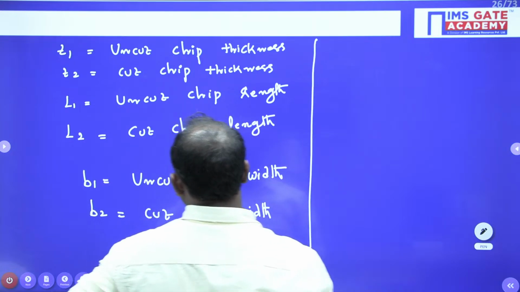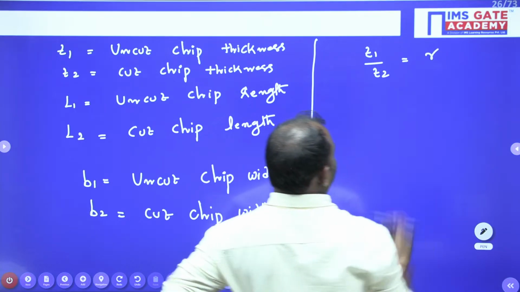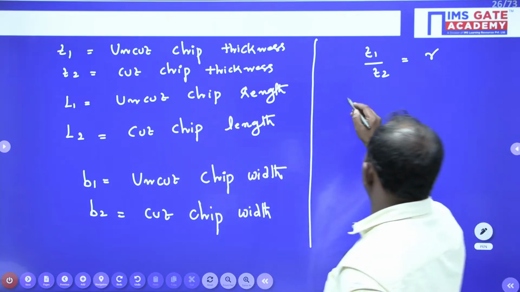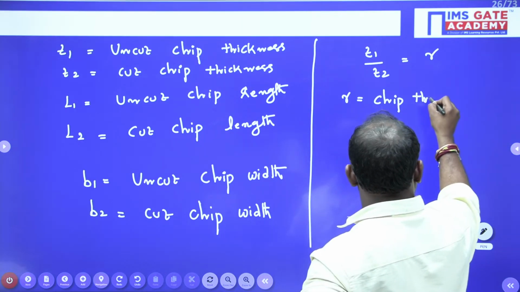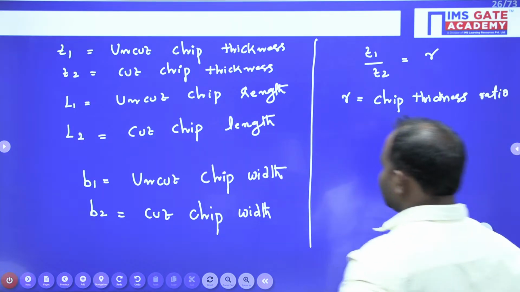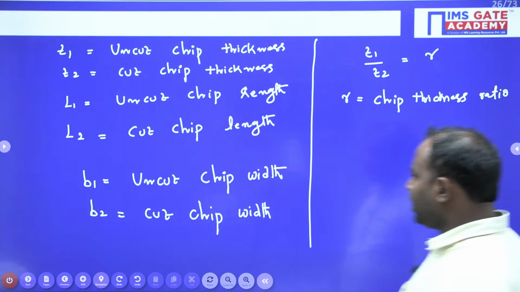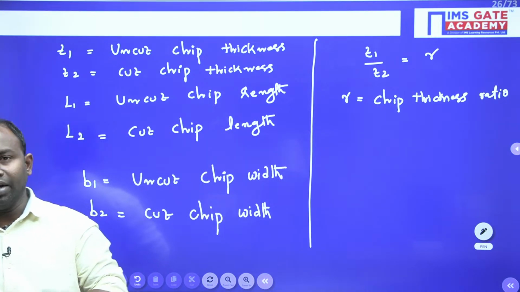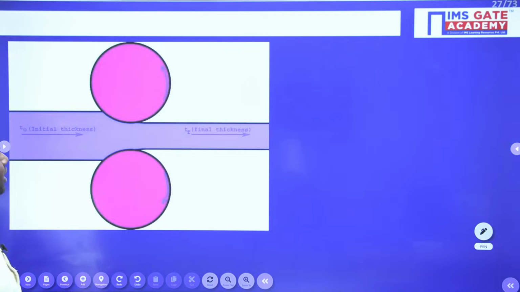Fine guys. Okay. Now from here, T1 by T2 we call R, where R is called the chip thickness ratio, isn't it guys? Right, here actually in machining operation we consider the volume to be constant. So the volume of metal before machining equals the volume of metal after machining. Okay. One minute guys.